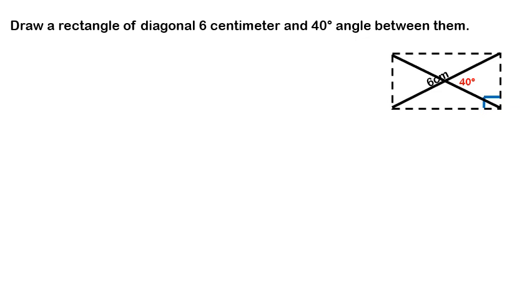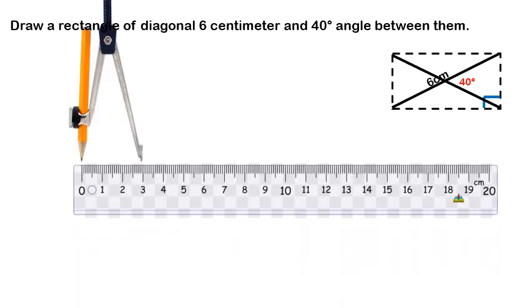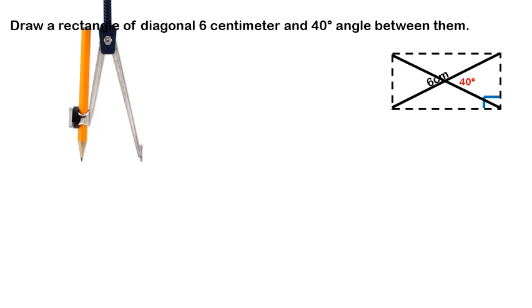You know, the lengths of the two diagonals are the same. So, we can draw the diagonals by drawing a circle. For that, let us use a compass and take the radius as half of its diagonal, which is equal to 3 cm. Then draw a circle and mark the diagonal and its center.